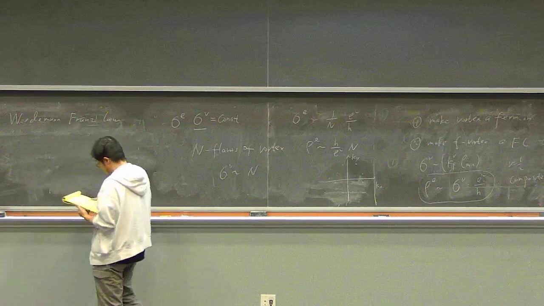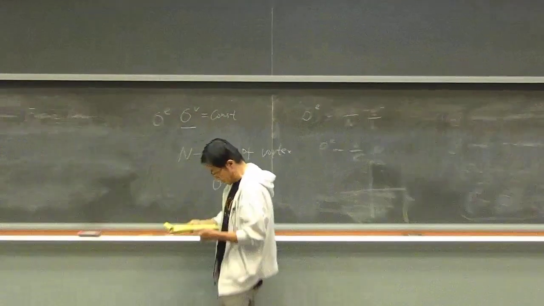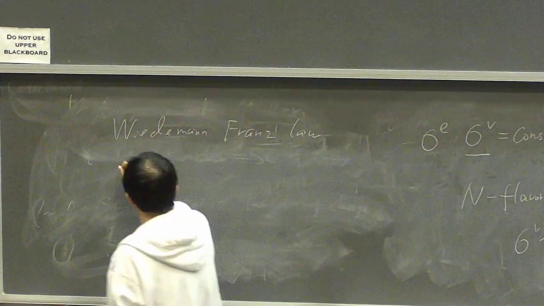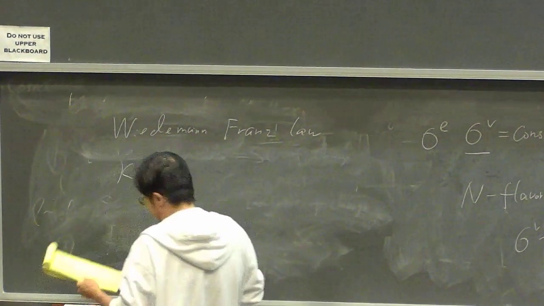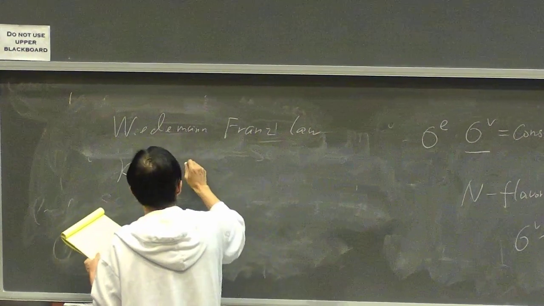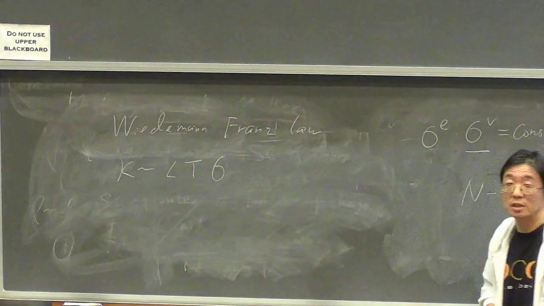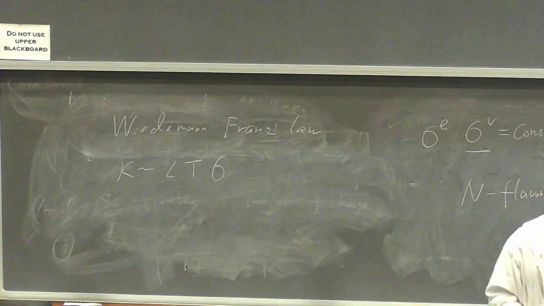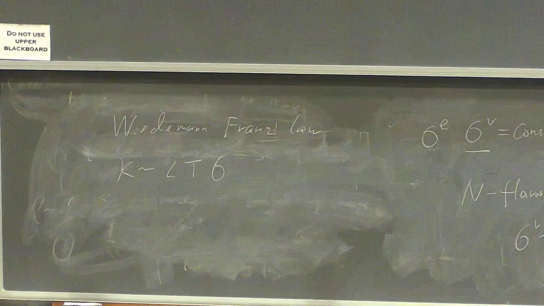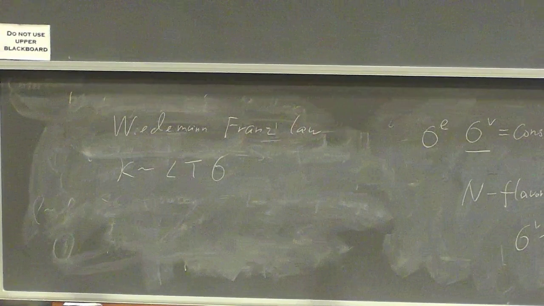It's called the Wiedemann-Franz law. It means that the thermal conductivity for an ordinary metal will be some constant times T times the charge conductivity. But in this kind of bad metal, you can clearly see that this relation has to break.